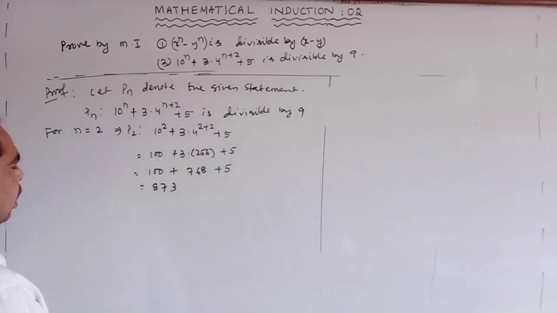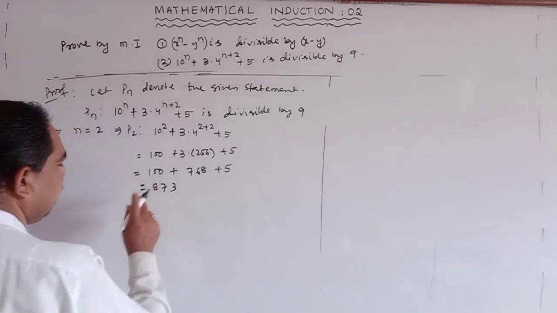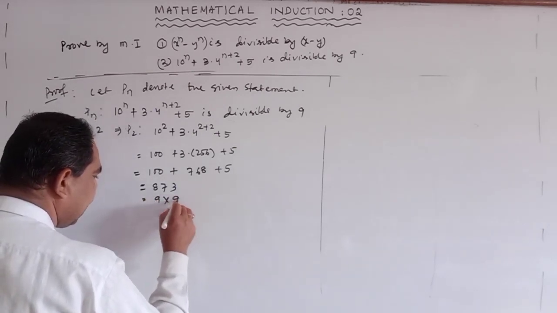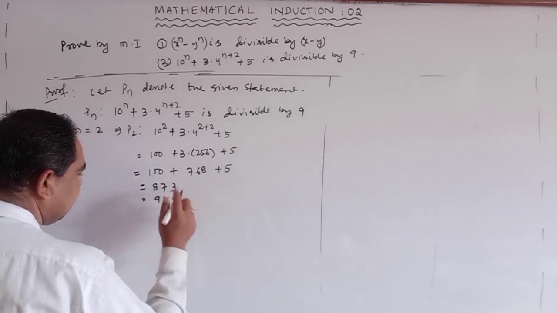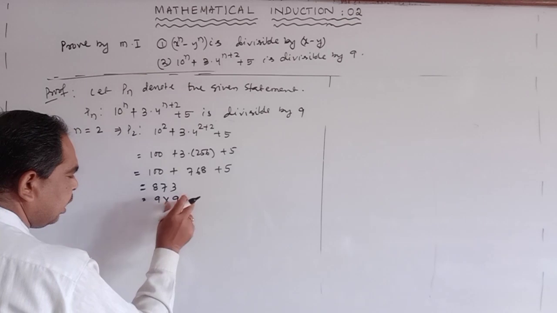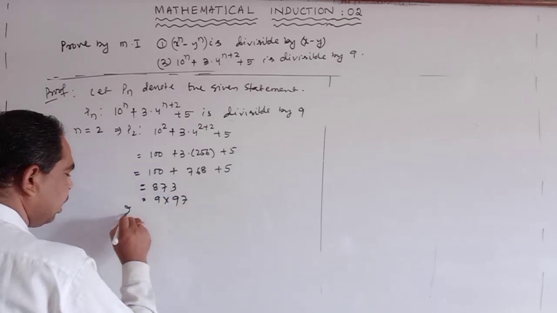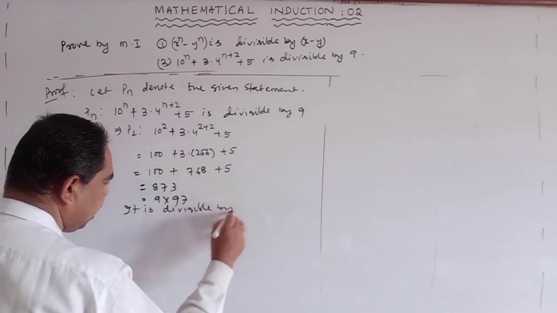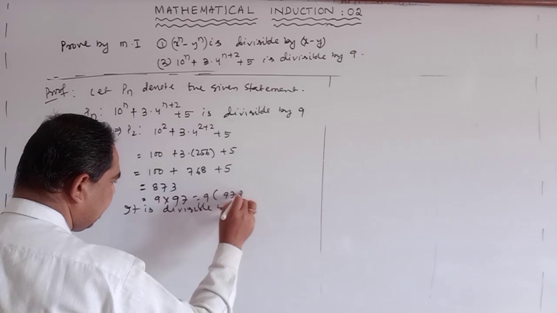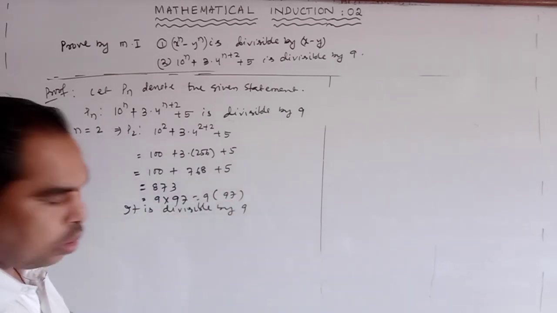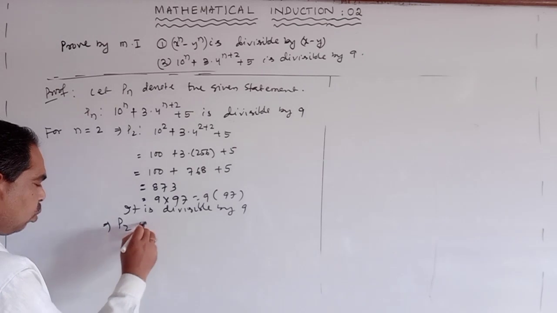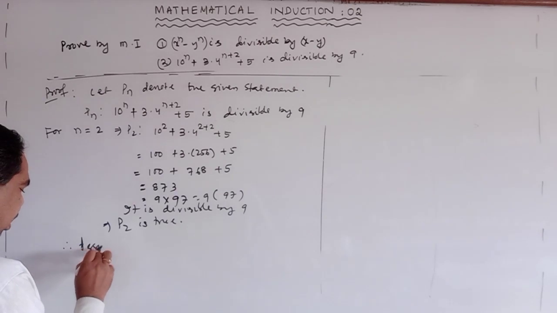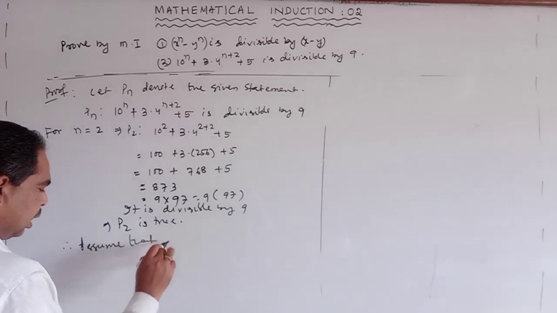Okay, this is equal to 873. We can write this as 9 into 97, since 9 into 9 is 81 and 873 minus 81 is... so 9 into an integer means it is divisible by 9. 9 into 97. So it is divisible by 9. So this implies P2 is true. P2 is true. Okay. Therefore, assume that Pk is true.